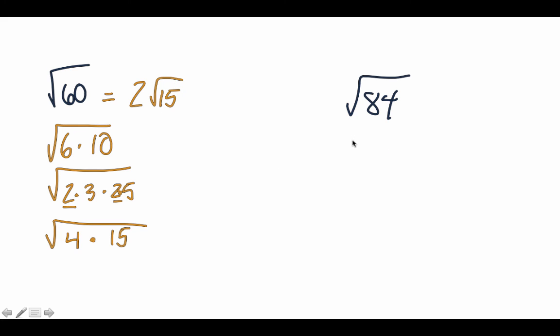84, I see a 4 and a 21. 21 is 3 and 7. So that's not a square. This is a square. The square root of 4 is 2. So this ends up being 2 root 21.